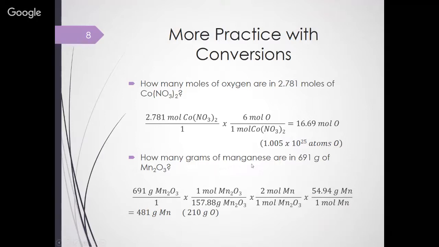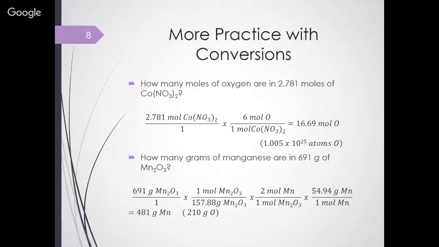How many grams of manganese are in 691 grams of manganese 3 oxide? So once again, if I look at this, for every 1 mole of this compound, I have 2 moles of manganese, I have 3 moles of oxygen. So I'm using that information to go from grams to moles back to grams. So my first step that I have to take is to convert from moles.